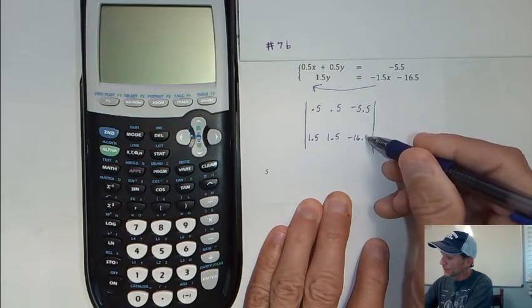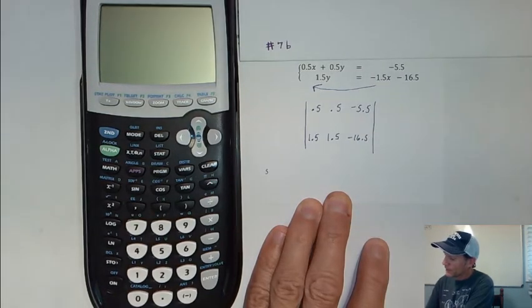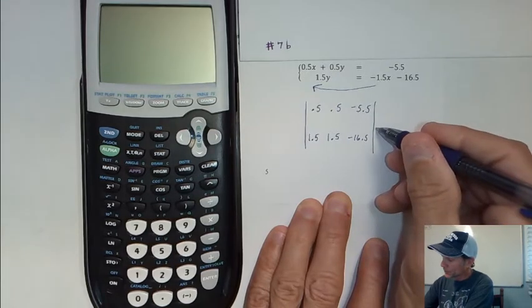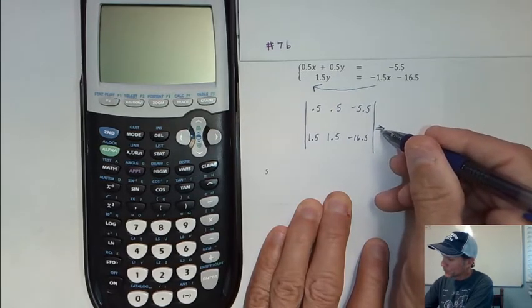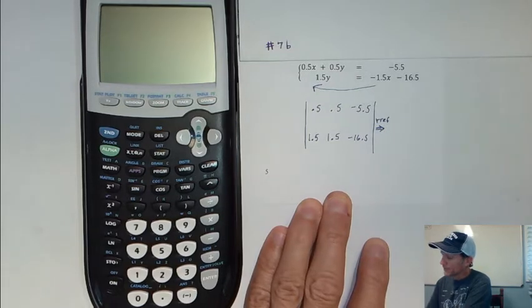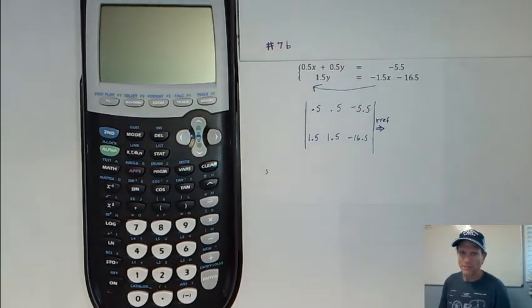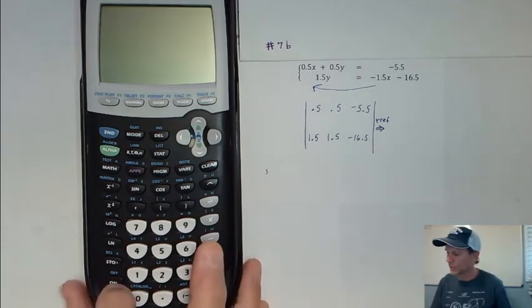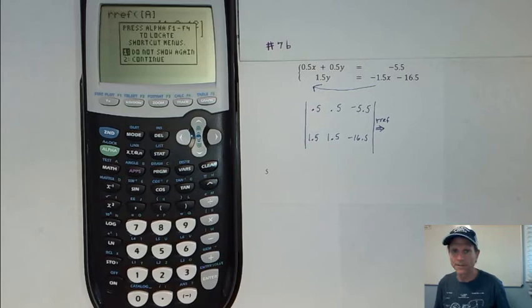Okay, there's my matrix. And the way you could show this on a test is you could draw a little arrow like this and then write rref. There's not much space left here. Well, I guess I have all this space over here. I can write it, but I'm going to show you on the calculator quickly how to enter this in.